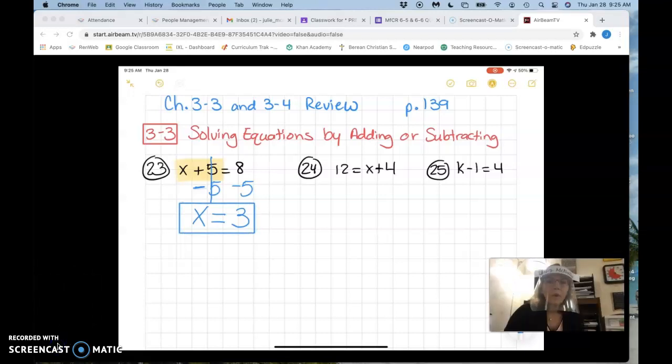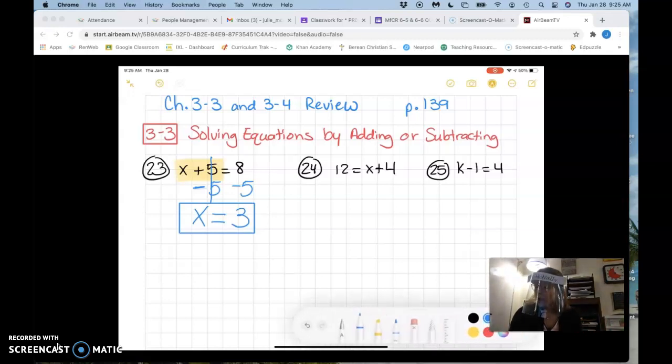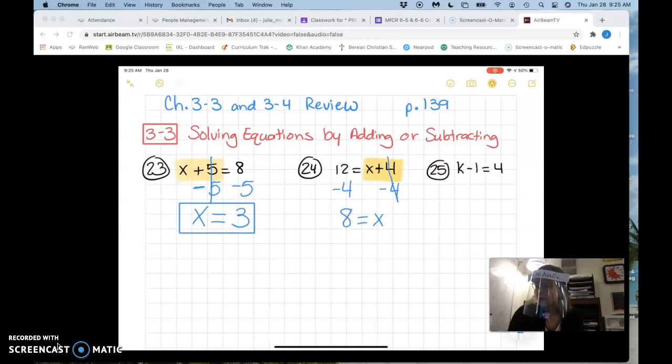So number 24 says 12 equals x plus 4. Here's the thing. The x is now on the other side of the equal sign, but that's okay. We're still going to look at what is happening to the variable. We're adding 4, so we're going to subtract 4. Whatever I do to one side, I do to the other. That's right.